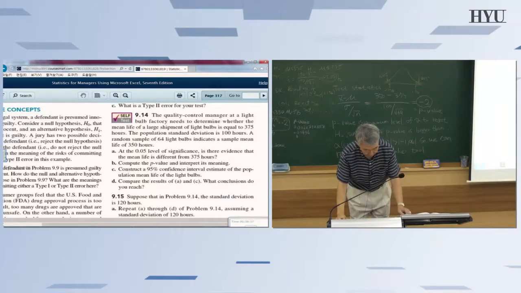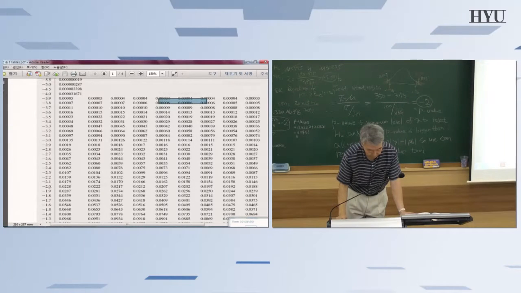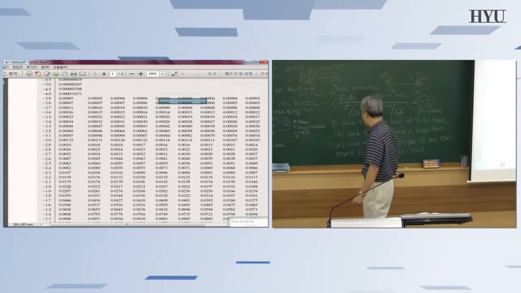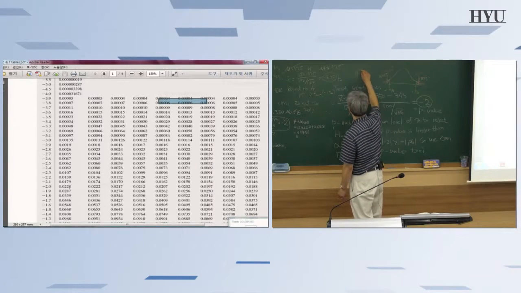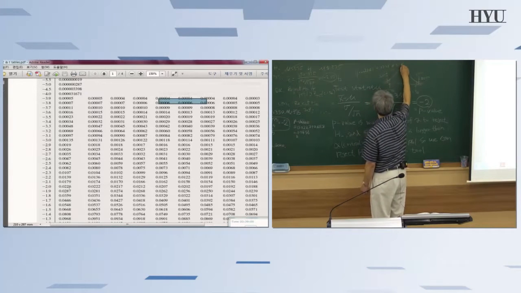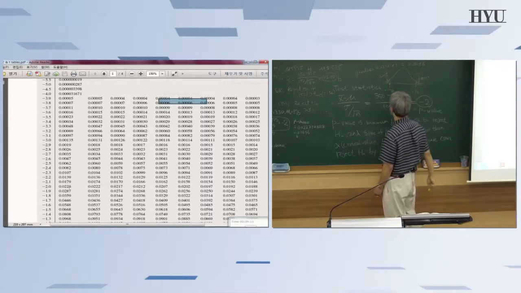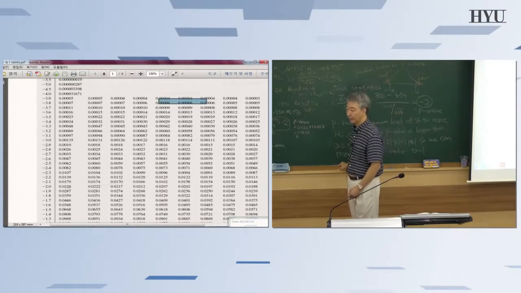So for that purpose, you need the Z table. Again, in actual research, a computer will give you the p-value. But if you're doing it by hand, 2.0 is right here, and one side is 0.0228. So the p-value is 0.0228 times 2, which is 0.0456. We did that in the previous example.